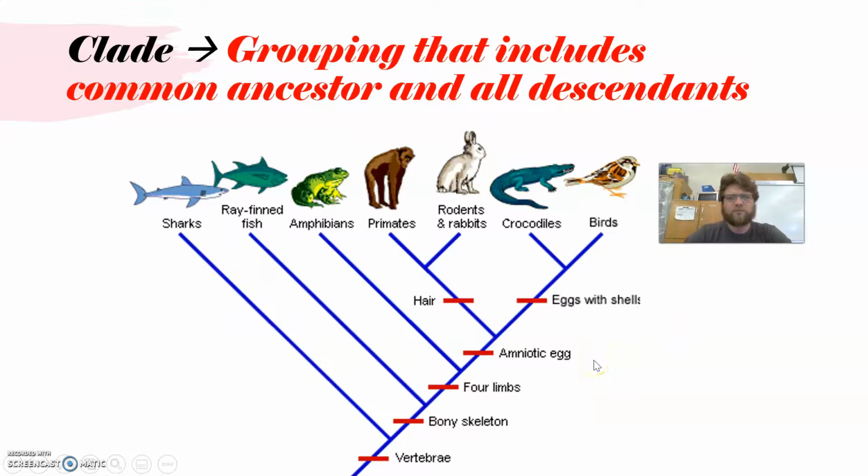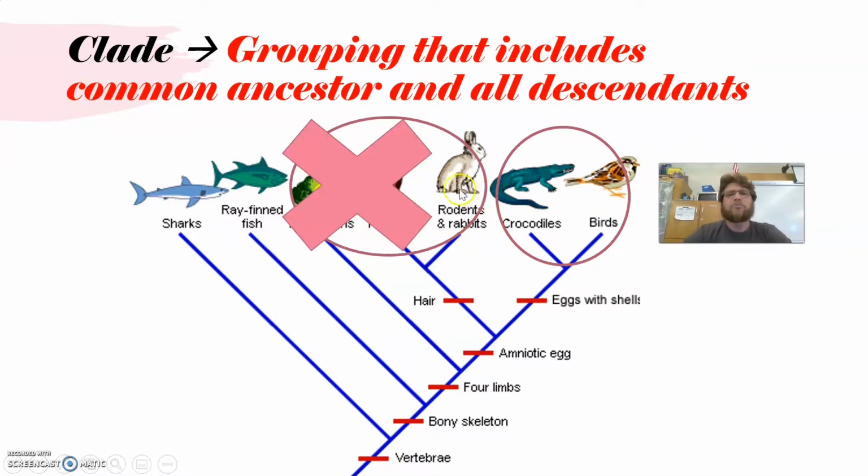Now if I go here, some clade examples: the crocodiles and birds are considered a clade because they have a common ancestor. It was some ancestor that had an egg with a shell, and I have all the descendants. Okay, amphibians, primates, rodents: not a clade, because even though they share a common ancestor down here, I don't include crocodiles and birds. I'm not including all the descendants.